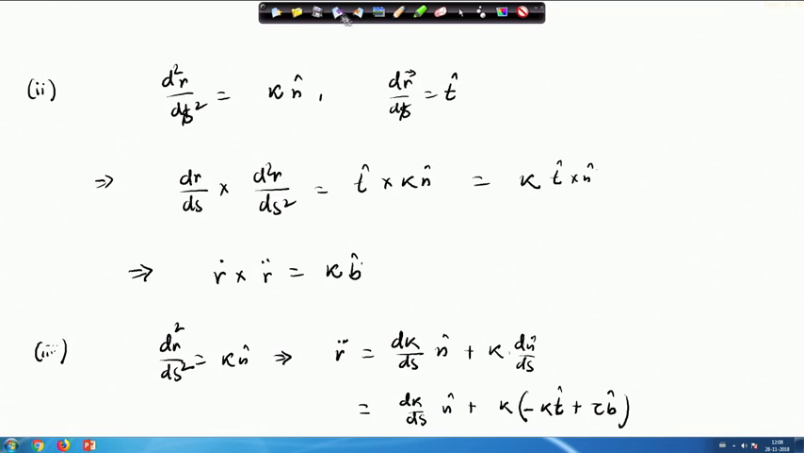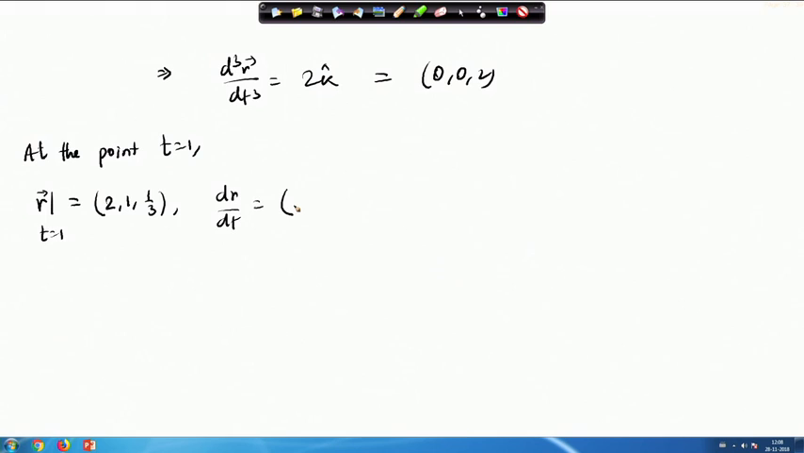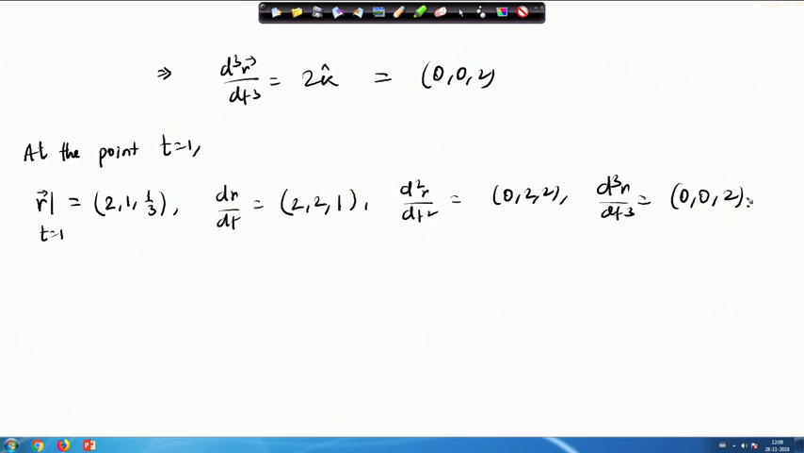Now, at the point t equals 1, r at t equals 1 is the point P, basically (2, 1, 1/3), then the derivative dr/dt is (2, 2, 1), then d squared r by dt squared is (0, 2, 2), and d cubed r by dt cubed is (0, 0, 2). All right.